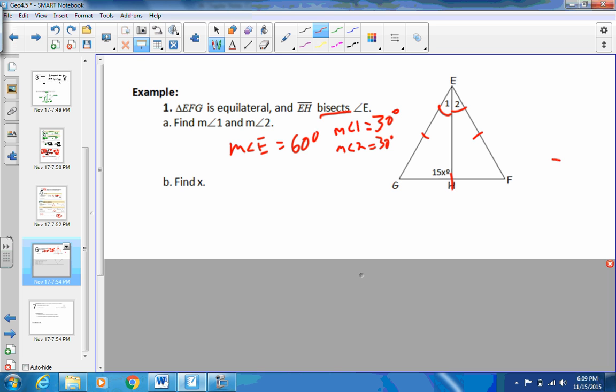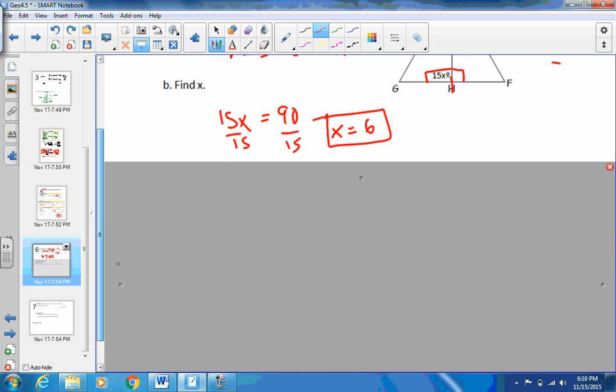Now it says find x. Well, from theorem 4.5, we know that this is a perpendicular bisector, meaning these two are perpendicular, they're right angles. So if we know that 15x is in there for that right angle, that's equal to 90 degrees. And we can divide both sides by 15 to get x equal to 6. So that's just using theorem 4.5.